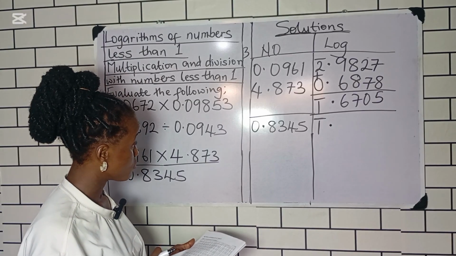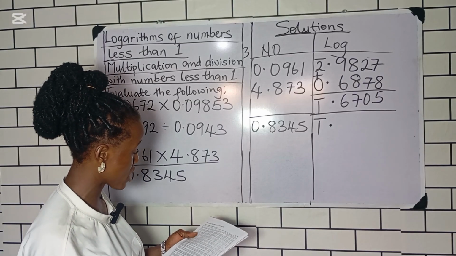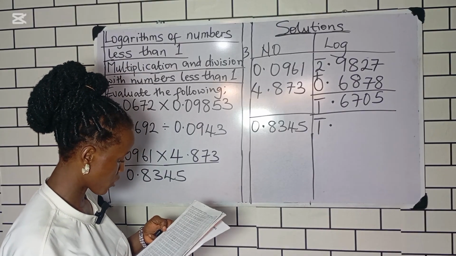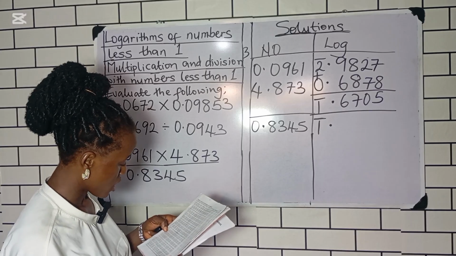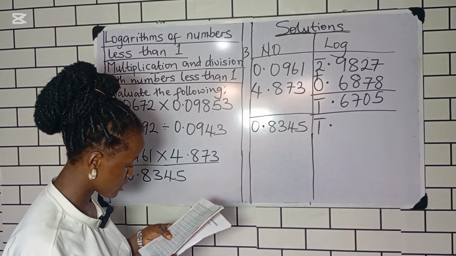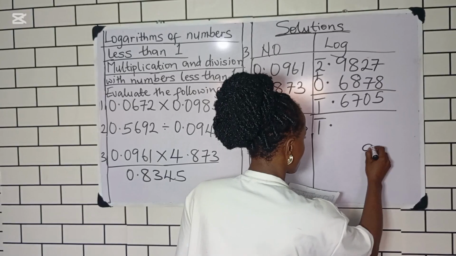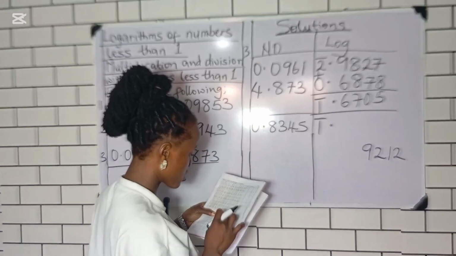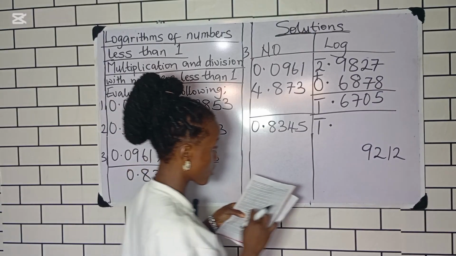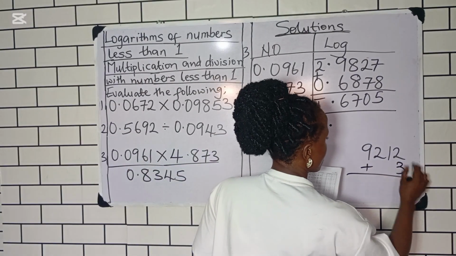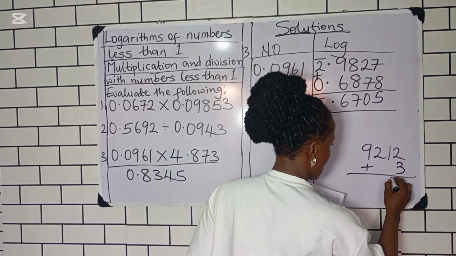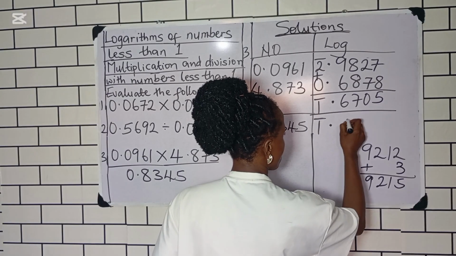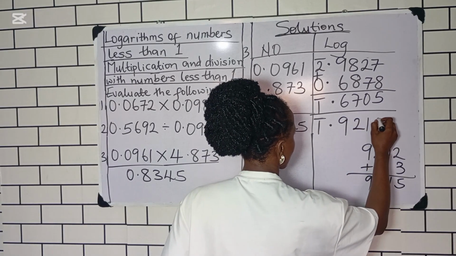Now, looking for 83 under 4, difference of 5 in your logarithms of numbers. 83 under 4 here is 9212. Difference of 5 here is 3. You add your 3. This plus this, we have 5. Bring down 1, bring down 2, bring down 9. Now you have your bar 1.9215.